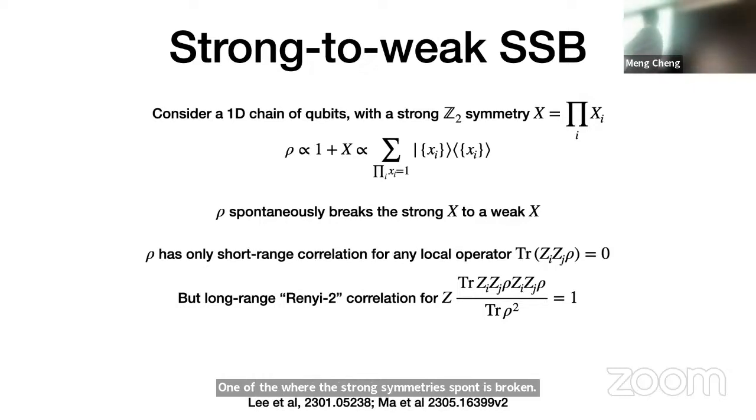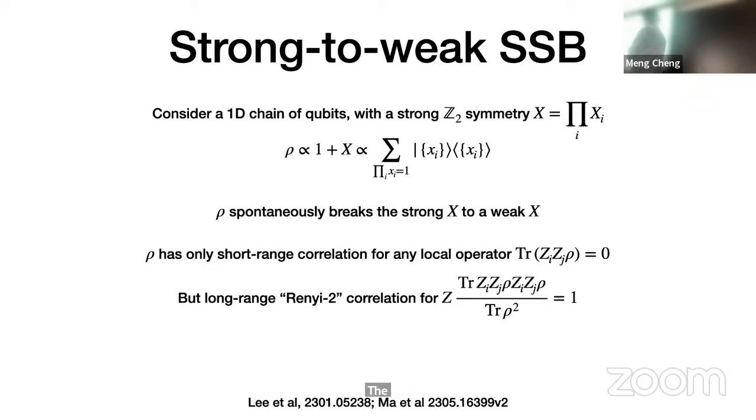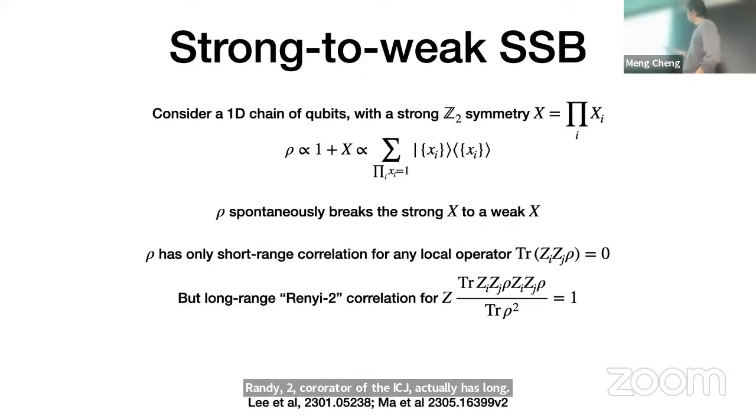We can also make it a little more precise, using some local correlation function, a local operator. For example, rho has only short-range correlation for any local operator, including Z. If you calculate Zi, Zj for rho, or any Zi, Zj, Zk, whatever, you get 0. Okay, that's statement one. The second one is, if you consider a Renyi-2 correlator of Zi, Zj, it actually has long-range correlation. And this follows trivially from Zi, Zj commuting with X. Okay. And normalize it by trace rho squared.